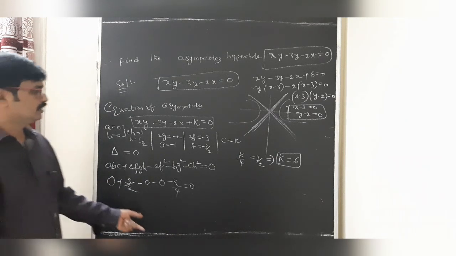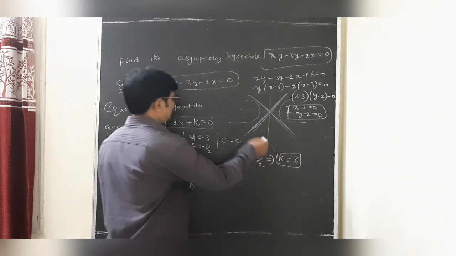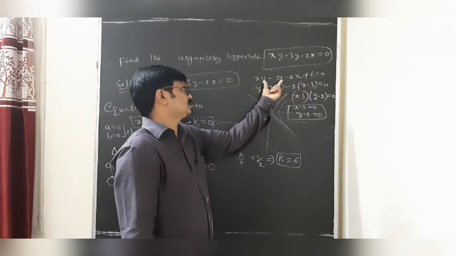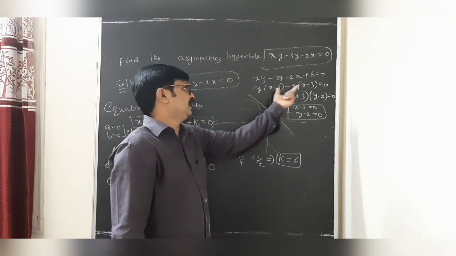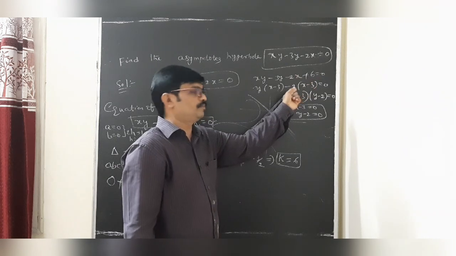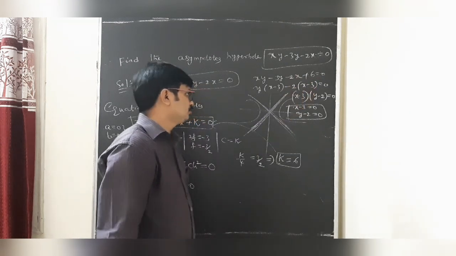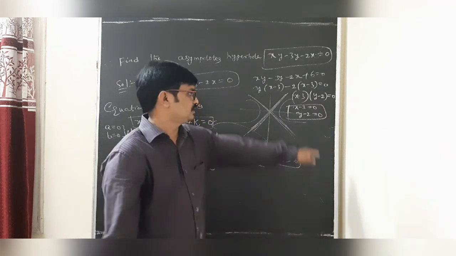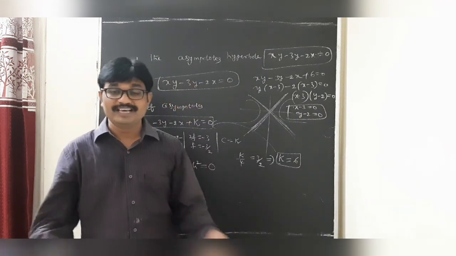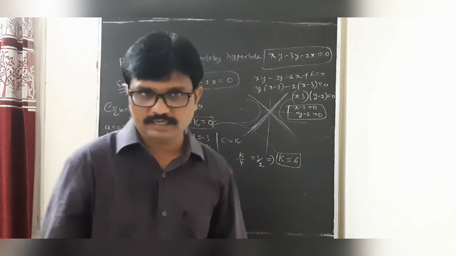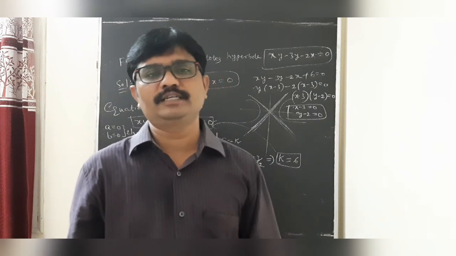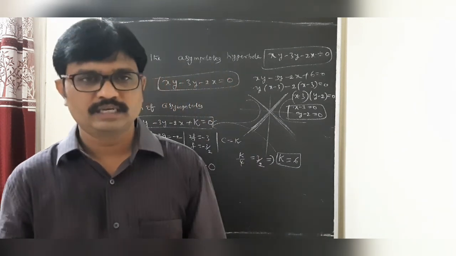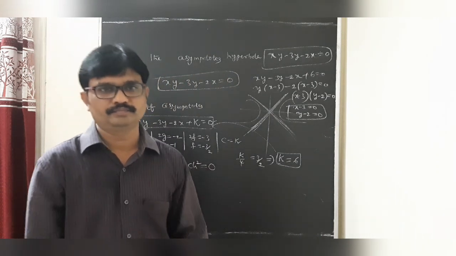Here the value of k is 6, which is substituted in the equation. In the first two terms y is common and in the last two terms minus 2 is common. That's why this is x minus 3 into y minus 2. First factor equal to 0 and second factor equal to 0: these are the equations of the asymptotes. Asymptotes always pass through the center, and the equations of the hyperbola and asymptotes differ by a constant. Is it clear, students?